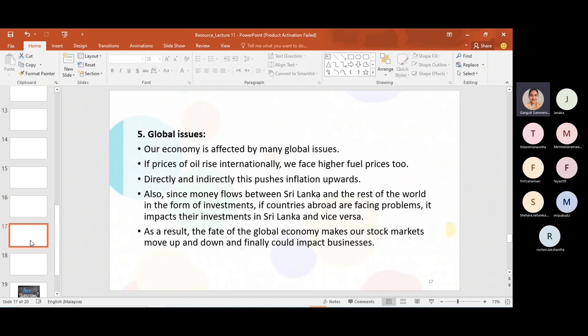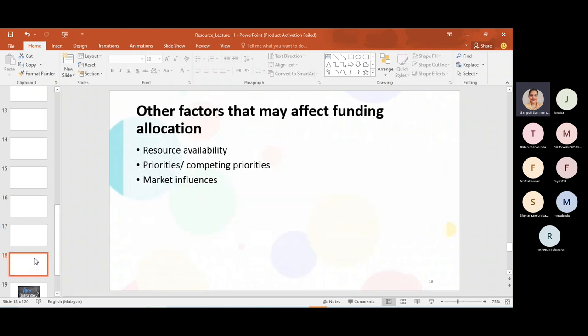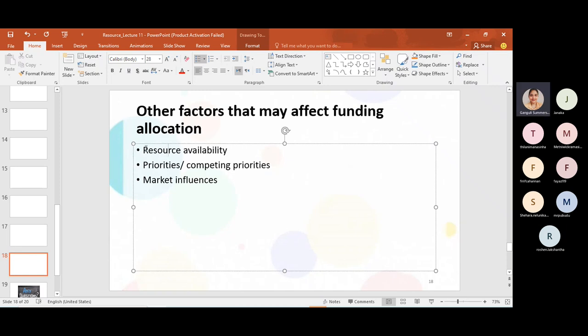Okay, so in addition to these external factors, there are some other external and personal factors that affect funding allocation as well. We discussed some personal factors and external factors today, right? So in addition to those personal factors and external factors, these three are the other factors that can affect funding allocation. These factors can be personal or these factors can be external.